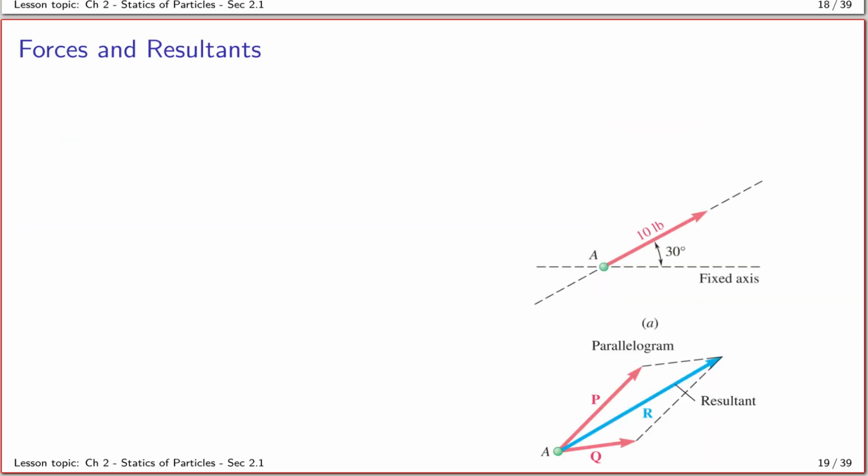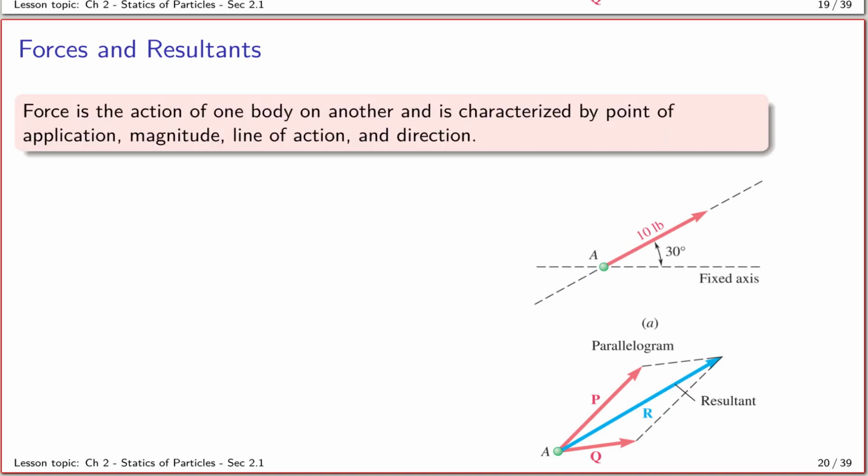Alright, now let's think about forces and resultants. The first thing is to remind yourself about what a force is. It is the action of one body on another, and a force is characterized by the point where it is being applied, its magnitude, its line of action, and the direction in which it is being applied.